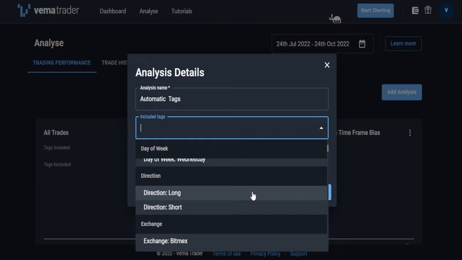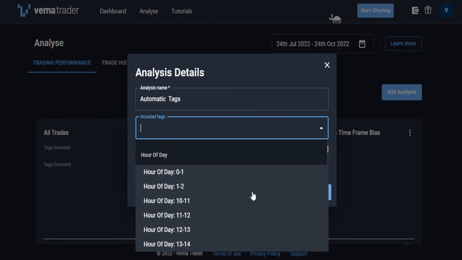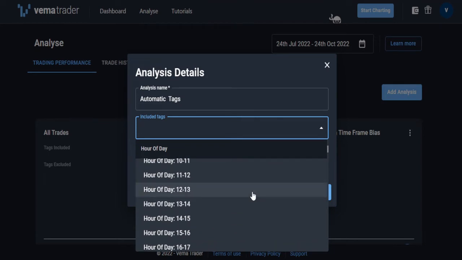This is a really important one. I think the most common tag we see in VEMA at the moment is long. I think that's the number one tag. It's unnecessary to tag it because VEMA tags it automatically for you. Exchange, the coin pair are both automatically tagged, as is the hour of day.